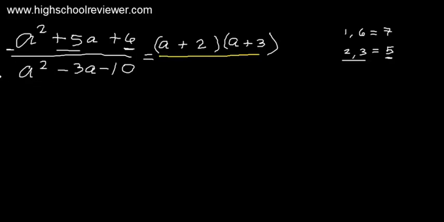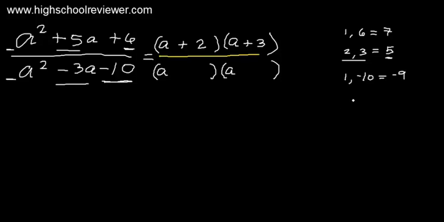Again, looking at the denominator, there is no numerical coefficient, and we know that the factor of a squared would still be a multiplied by a. And we will look at the third term. Our third term here is negative. We will now look for factors of negative 10 that will give us the sum of negative 3. Take note that the sign here is negative, so the larger factor should be negative. What are the possible factors of negative 10? This will be 1 multiplied by negative 10. The sum of this is negative 9.